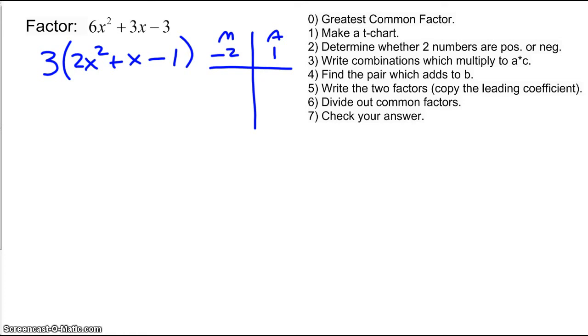To get a negative 2, I'm going to have 1 times a negative 2, or a negative 1 times a 2. So the top one adds to negative 1, and the bottom adds to positive 1, so it looks like my two numbers are negative 1 and 2. I've got my 3 still out here. I don't want to forget.